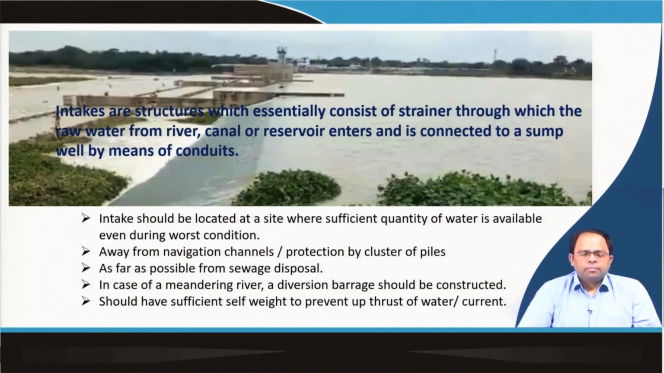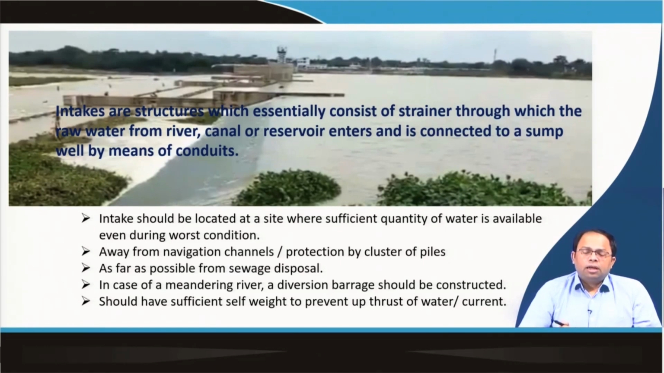Now, the actual location of intakes for a particular stream, river, or canal depends on many technical criteria, but from the planning perspective, I would like to say that the intake should be located at a site where sufficient quantity of water is available even during the worst condition. So, at least the general area could be determined, right.